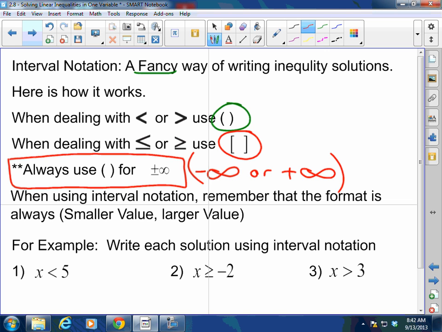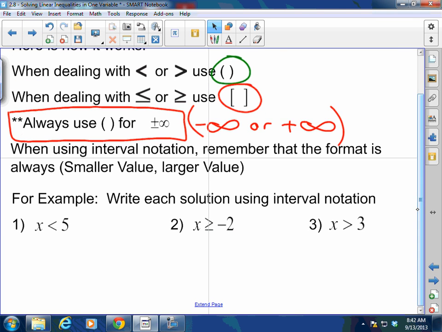Now, when you're using interval notation, please remember that the format is always the smaller value, comma, a larger value. That will not change. You're never going to have the larger value first and then the smaller value, ever. You're always going to have smaller value, comma, larger value. For example, write each solution using interval notation.